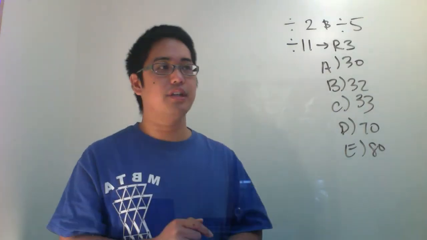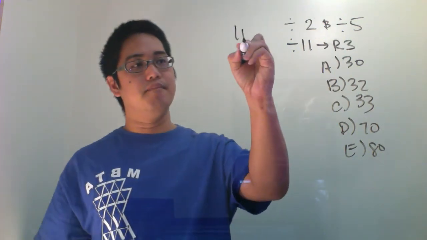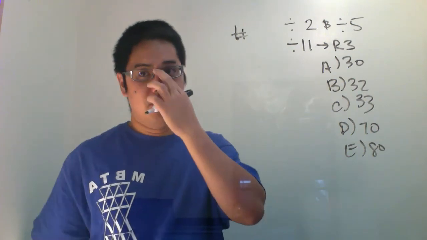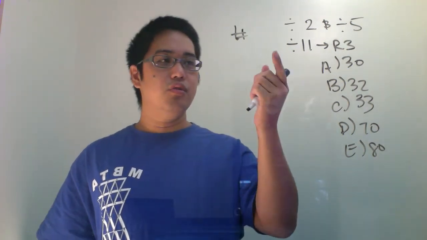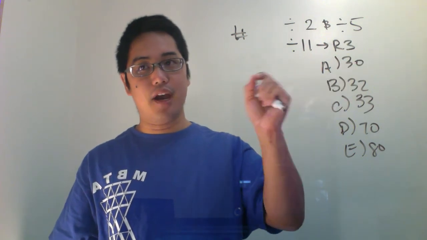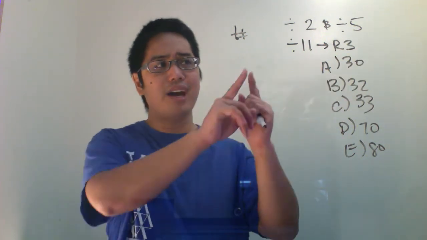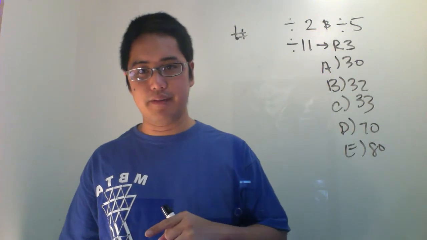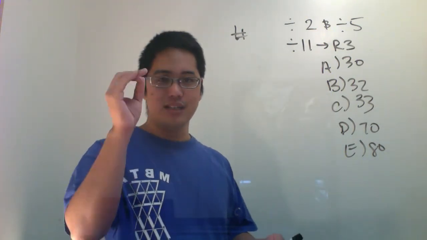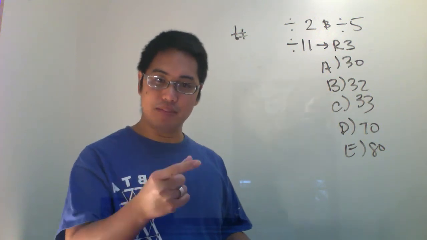All right, here's the question. I have some number. I don't know what it is. You can call it X if you want. I mean, it's just a number. You can divide this number by 2 and you can divide it by 5. However, when you divide it by 11, you will get a remainder of 3. What is the least integer that this thing is allowed to be?